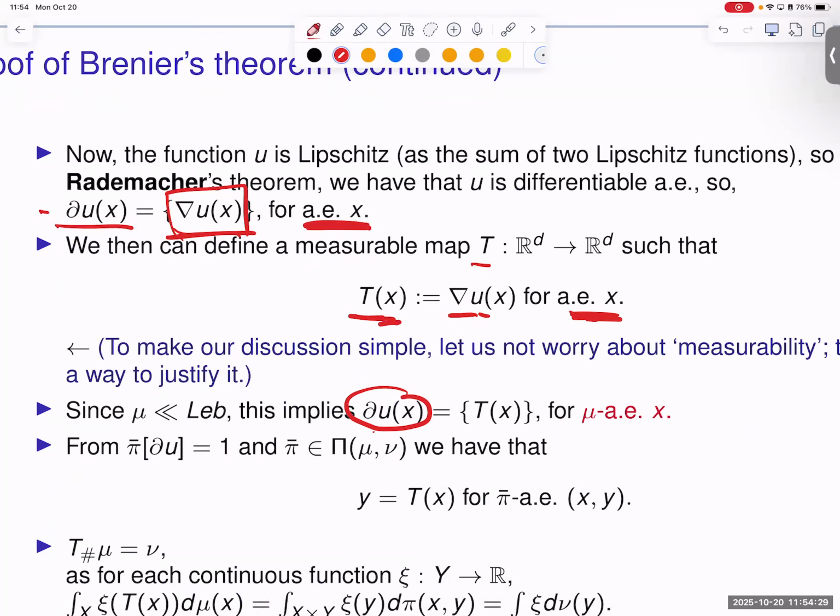But now it was Lebesgue almost everywhere. But mu is absolutely continuous, which means if a set is measure zero with respect to Lebesgue, it is also measure zero for mu. That means if anything is defined Lebesgue almost everywhere, then the same thing can be defined mu almost everywhere. So now we have this relation for mu almost every x. Okay, so far so good.